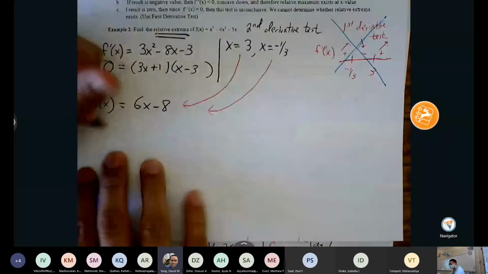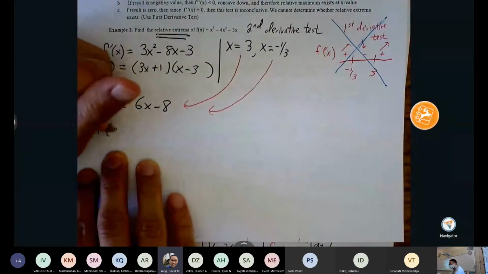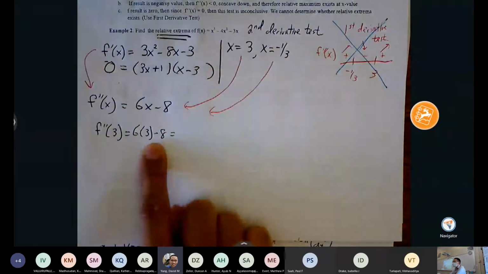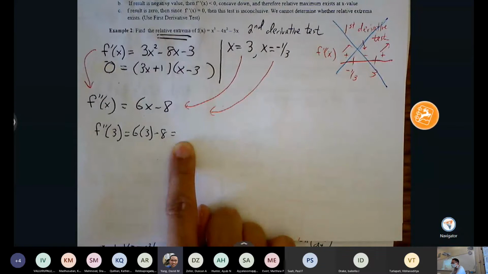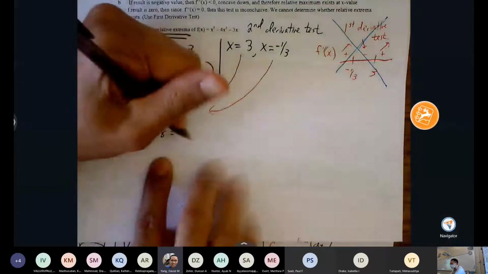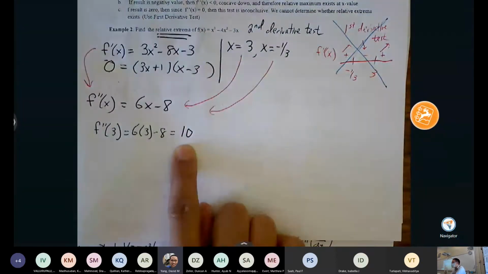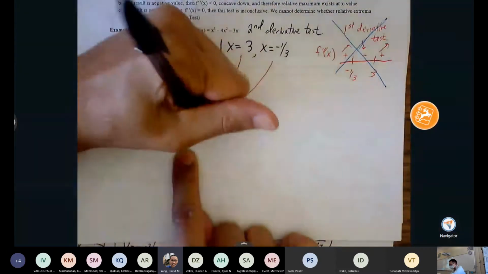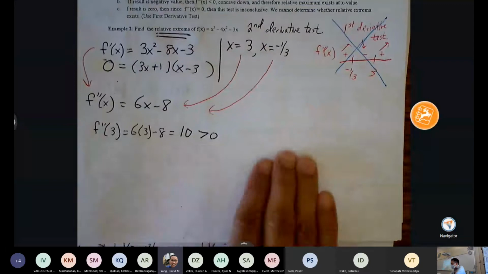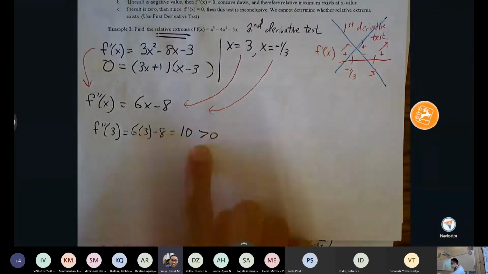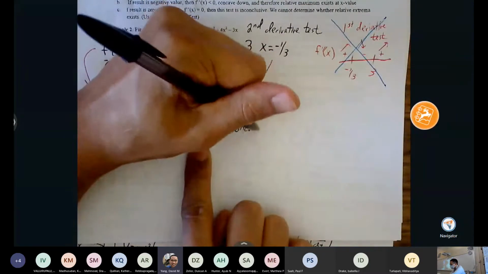Okay, let's test 3 first. What do we get? Multiply, 18 minus 8 is 10. That number is not that important. What's important is the fact that it's positive. So let's make the connection here. Positive means concave up.